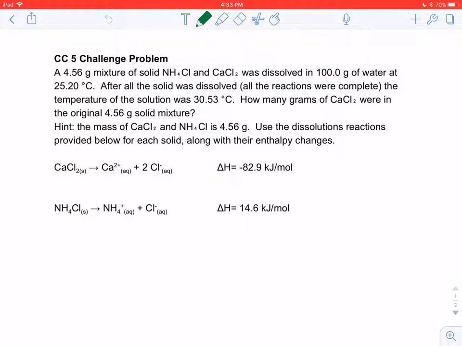Okay, so let's talk through the challenge problem from CC5. I know quite a few of you had questions on this.